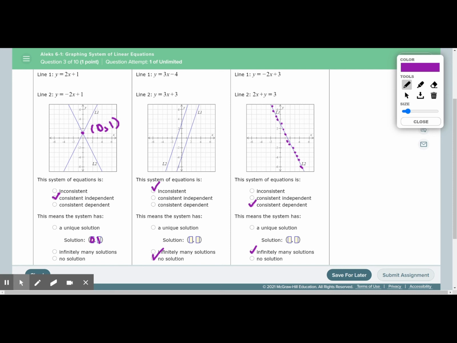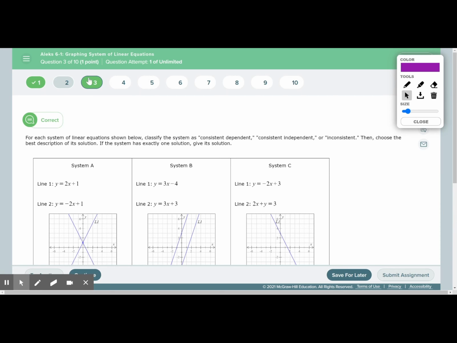Okay, I'm going to go over one more problem on the next. All right, so this one is consistent independent. The solution is where they cross, which is 0, comma 1. And system for the second one, they're parallel, so it's inconsistent. They don't cross, and no solution. This one, they cross everywhere, so it's dependent, and the solution is infinitely many solutions. All right, we're heading to problem number 4.